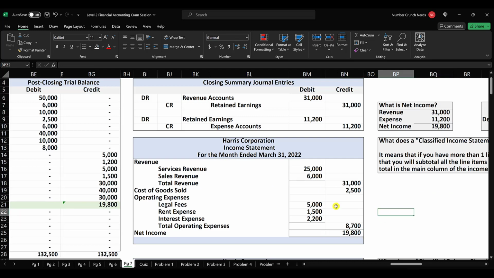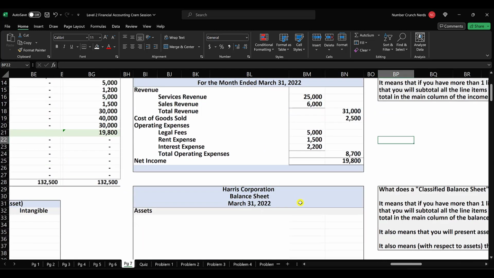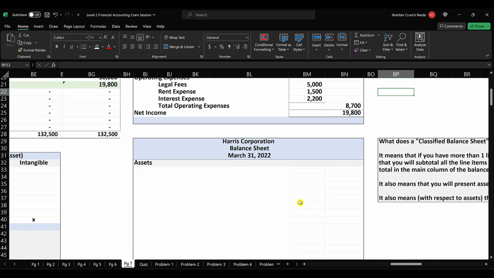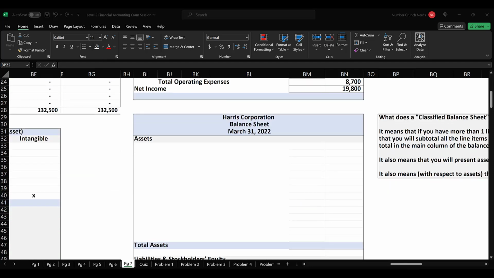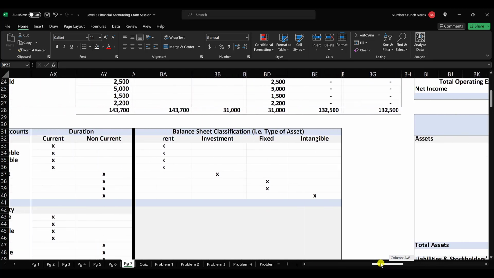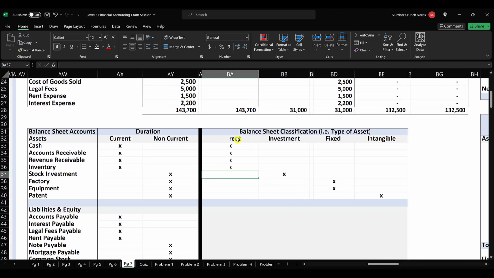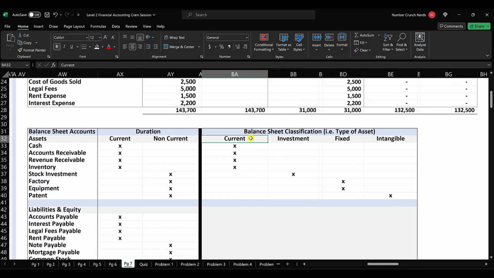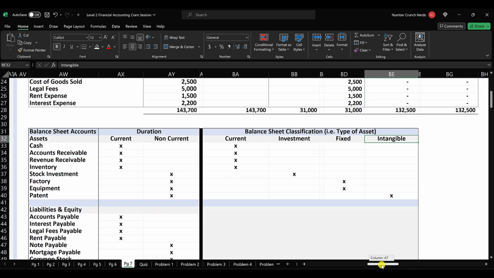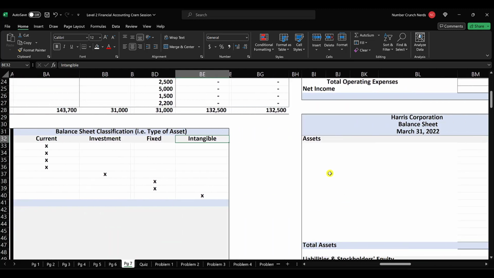We got this one. Now, the last thing we're going to do is prepare a classified balance sheet, all right? The first thing that's going to be on any balance sheet is going to be assets, which I have the category there. So recall our different classifications. We basically have current, investment, fixed, and intangible. We also have a breakout between current and non-current. So how are we going to set this up? First thing on the list is going to be current assets.